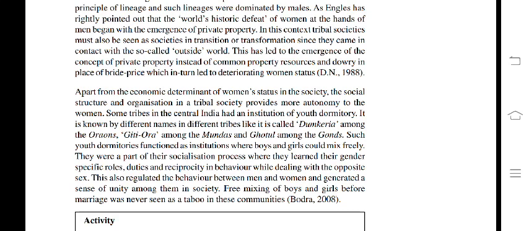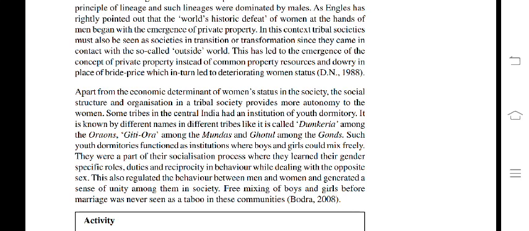Some tribes in central India had an institution of youth dormitory. It is known by different names in different tribes, like Dumkeria among the Oraons, Gitiora among the Mundas, and Ghotul among the Gonds. Such youth dormitories functioned as institutions where boys and girls could mix freely. They were a part of their socialization process where they learned their gender-specific roles, duties, and reciprocity in behavior while dealing with the opposite sex.